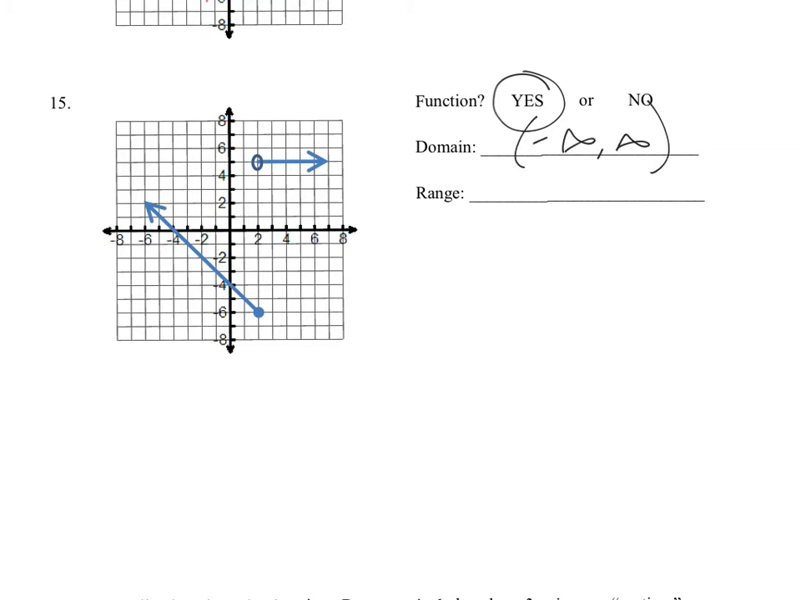And then the range, let's see, I definitely go up forever, and this section is in there. So it starts at negative 6 and goes up forever. It does not go down forever. The lowest point here is negative 6. So the way I write that is negative 6 with a bracket because it's a closed circle, and it goes up forever, even past this. So infinity.